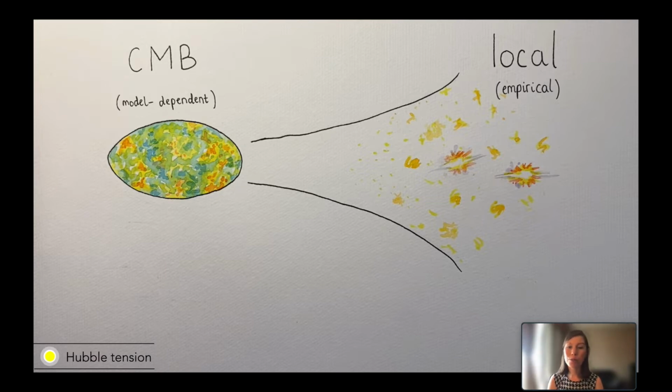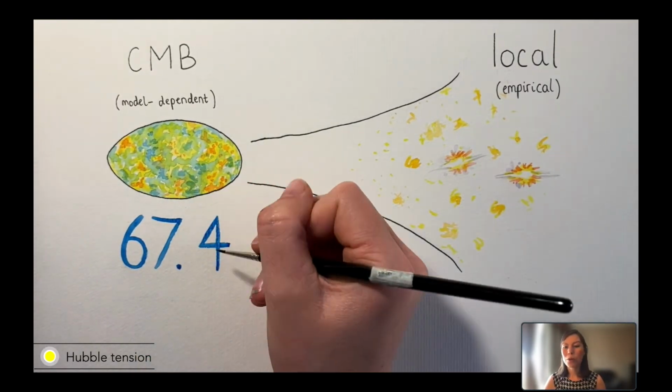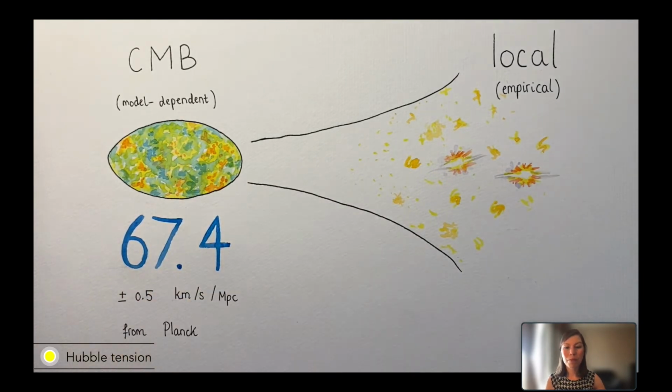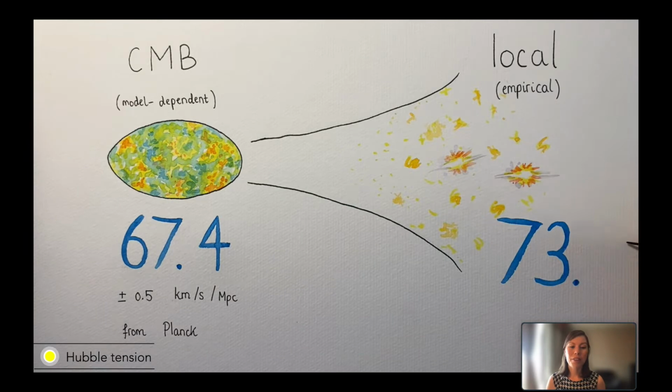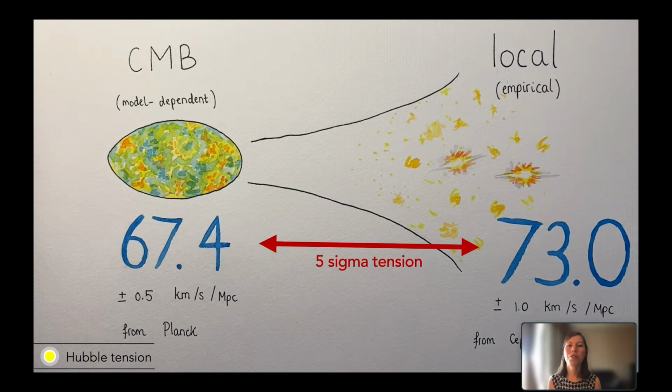And if we look at the results from each of these methods, then the CMB method, as carried out by the Planck team, obtains a Hubble constant of 67.4, while local measurements by the SH0ES team using Cepheids and type 1a supernovae get a higher value of 73. So these two measurements are now in 5 sigma tension with each other. And this discrepancy is really a big open problem in cosmology, because it also calls into question the lambda CDM model that goes into the CMB analysis.